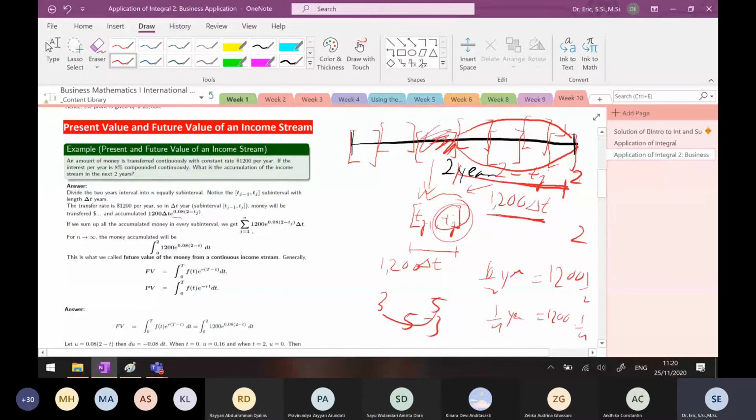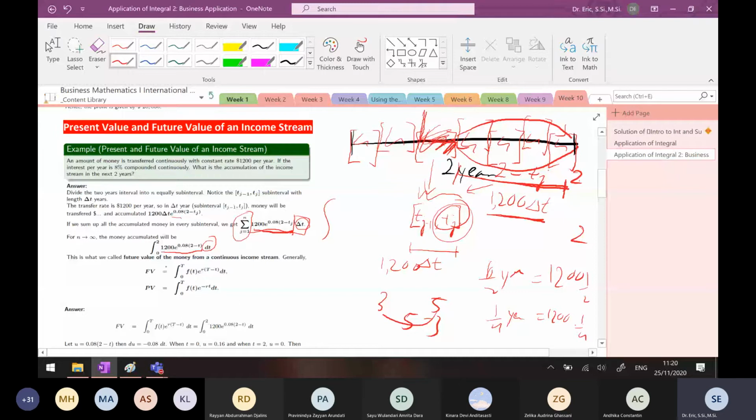Okay, so in total, if I sum all of these areas, the sum will give you an integral. The function is the integrand, and delta t will become dt. This is the same as length times width. The length is this height, multiplied by the width, delta t, which will become dt.